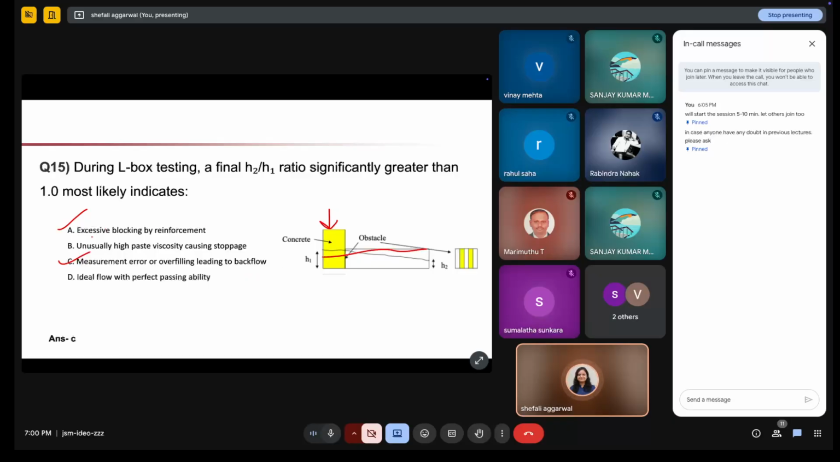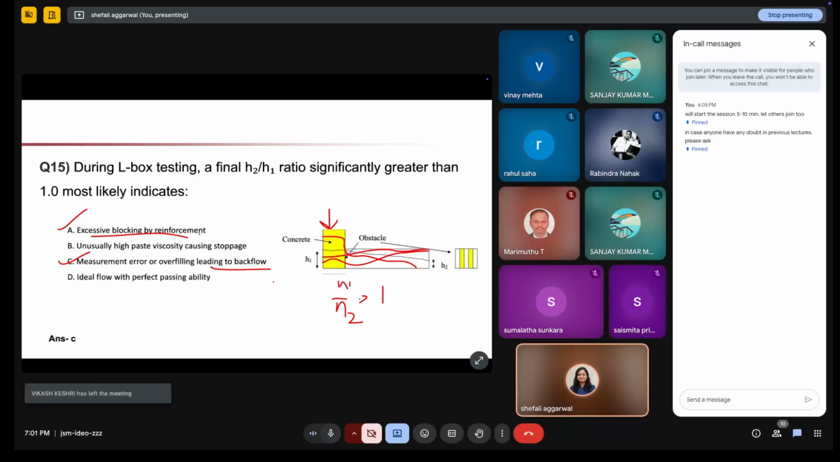So if you talk about excessive blocking by reinforcement, if there is too much blocking by reinforcement, what will happen? Your mix will be here only, and very little will come to this side. In that case, your H1 by H2 will be greater than 1, but we are talking about H2 by H1 greater than 1. That means this value is more and this is less. That means you have overfilled your container, which leads to backflow from this side to this side.